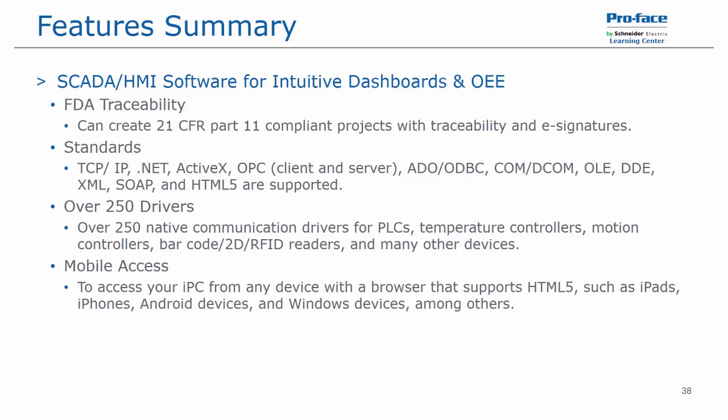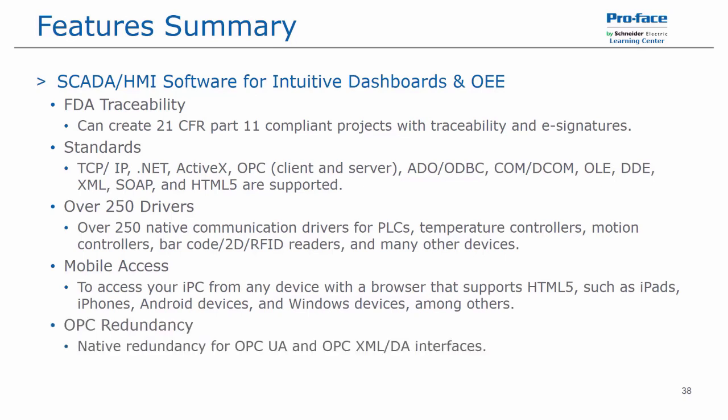Mobile access capable. We can access the industrial PC from any device with a web browser that supports HTML5. We have OPC redundancy, so we have native redundancy built in for OPC UA and OPC XML DA interfaces, meaning you're able to send data to two different sources to create a redundant system.